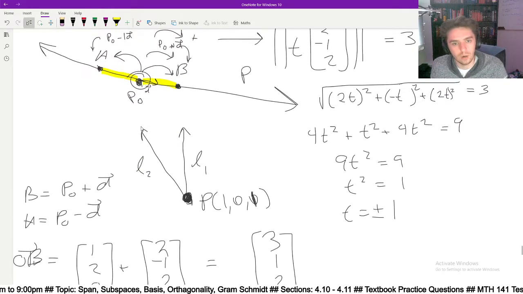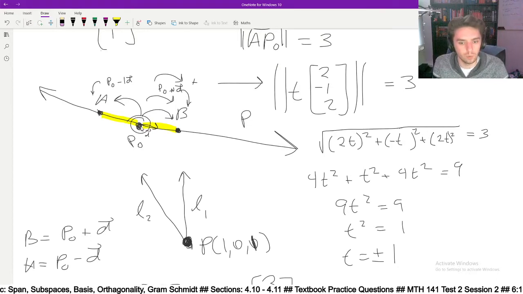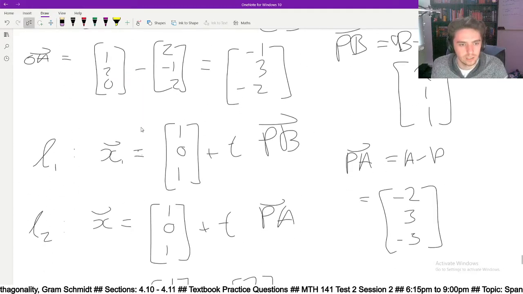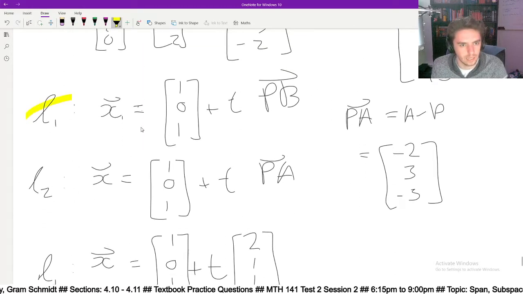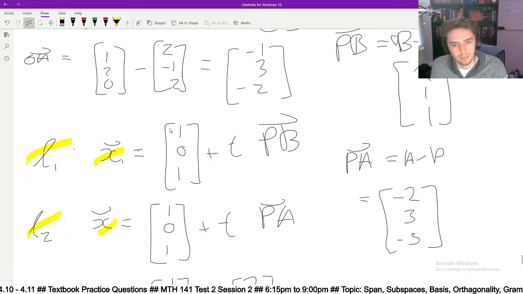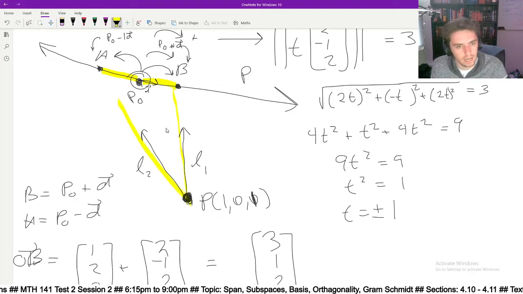So what I know is that my lines are going to go through 1, 0, 1. So all of my lines start, these are the answers, with 1, 0, 1. That's the starting point, plus t times the direction vector. Well, the first one is going to have direction PB, and the second one's going to have direction PA.